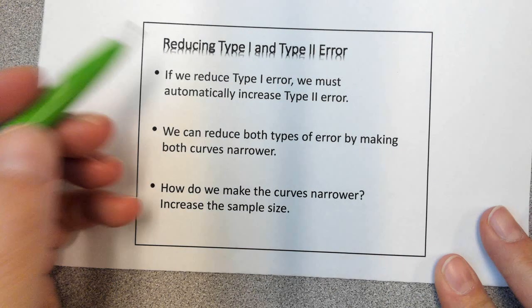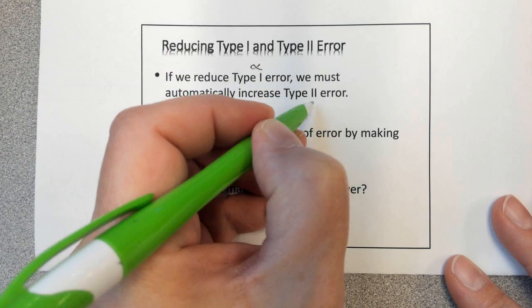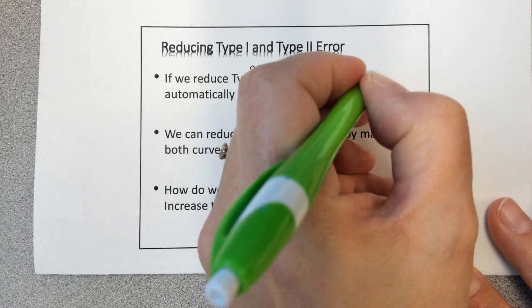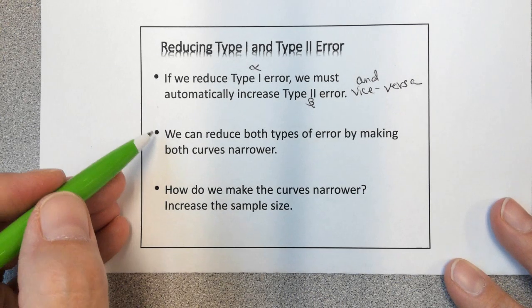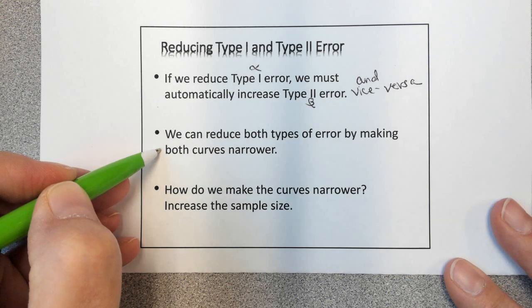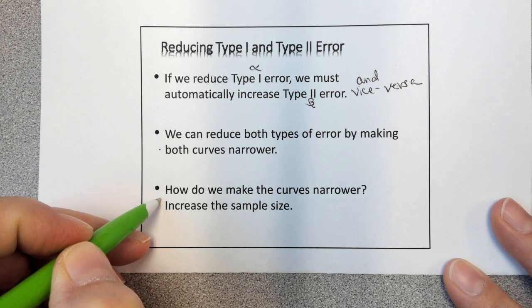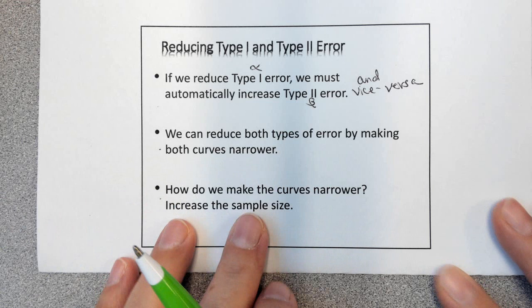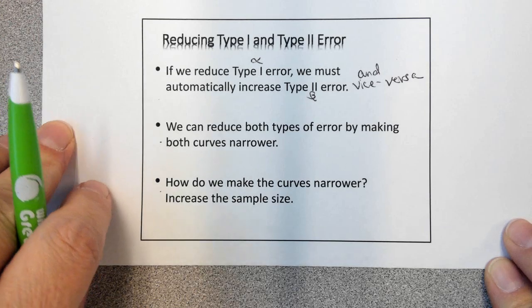So in summary, if we reduce type 1 error, we automatically increase type 2. So if we reduce alpha, we increase beta, and vice versa. We can reduce both types by making both curves narrower, and to do that we would have to increase the sample size. It's the only way you can fix them both, and you can only fix them so much because there's a limit to how big your sample size can be. Like, it can't get more than 10% of your population, so you definitely have a limiting factor there.